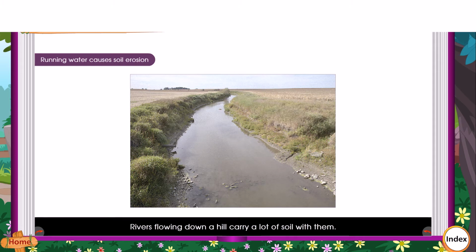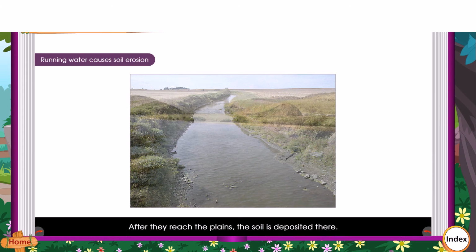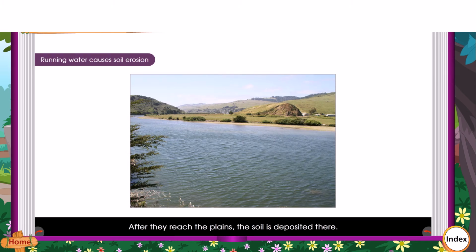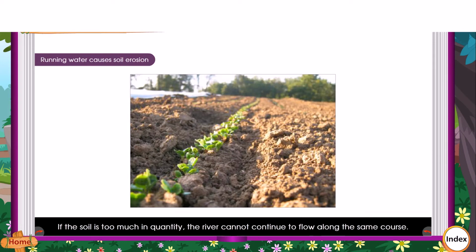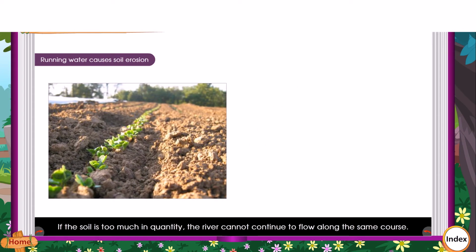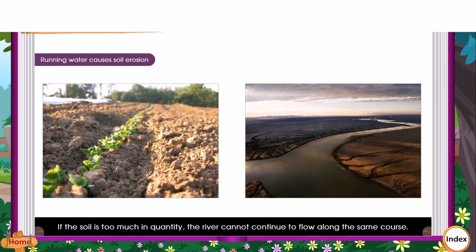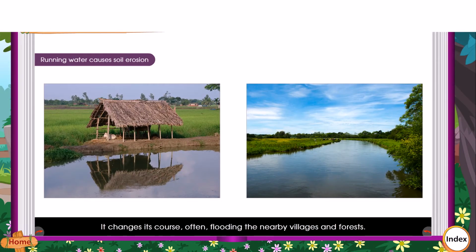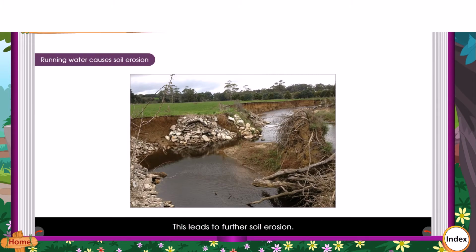Rivers flowing down a hill carry a lot of soil with them. After they reach the plains, the soil is deposited there. If the soil is too much in quantity, the river cannot continue to flow along the same course. It changes its course, often flooding the nearby villages and forests. This leads to further soil erosion.